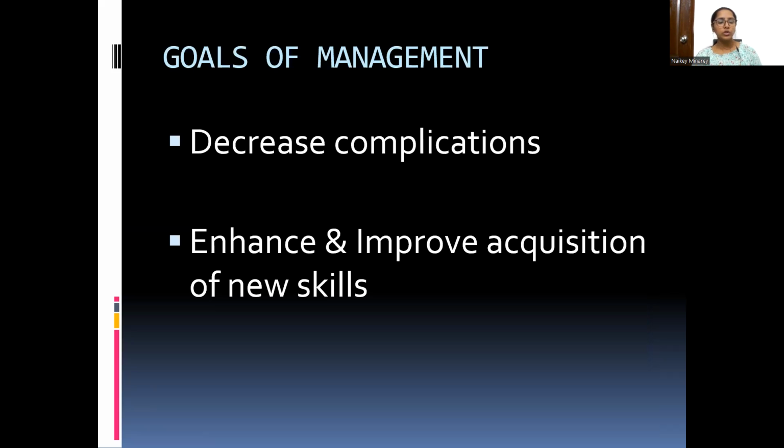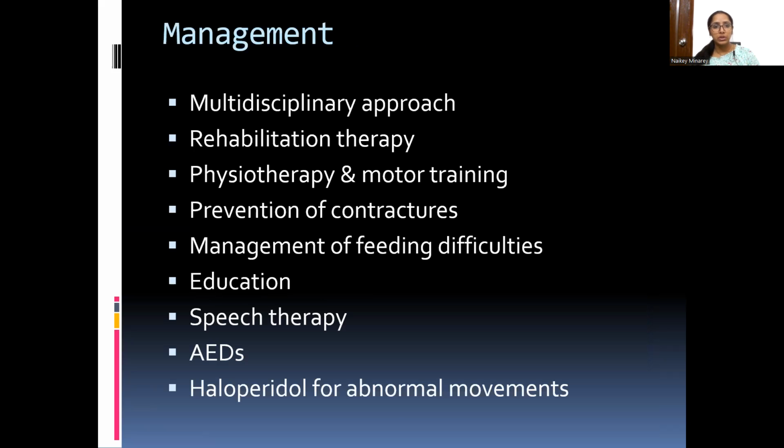Now, coming to the goals of management, what do we expect by managing cerebral palsy? Cerebral palsy is a lifelong problem for the child and the parents. So our goal should be to decrease the complications as much as we can, and to enhance and improve the acquisition of new skills.